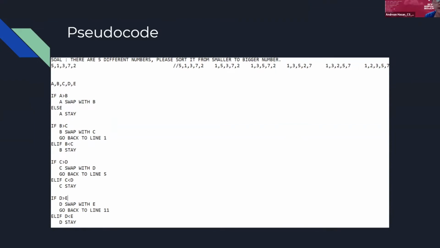Why do we go back to line 1? Because we need to compare it again to the first variable. B and C have already swapped values, but we need to check it again. We need to check A and B again. We need to compare again. Same with C and D and E.